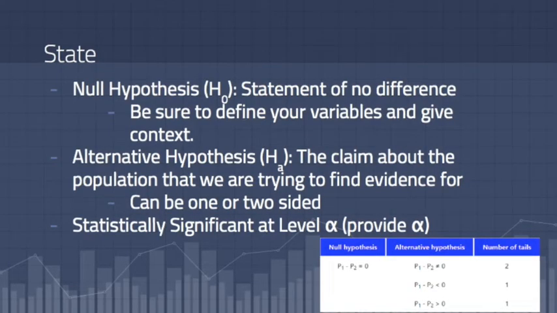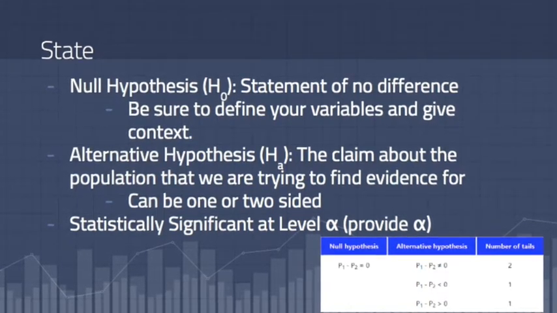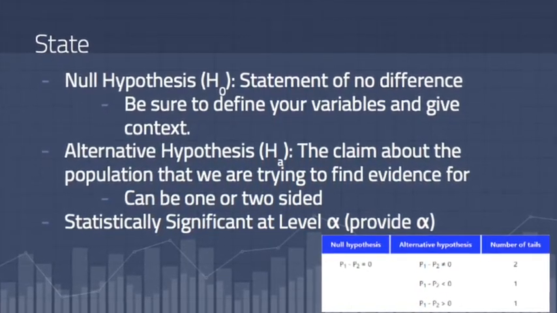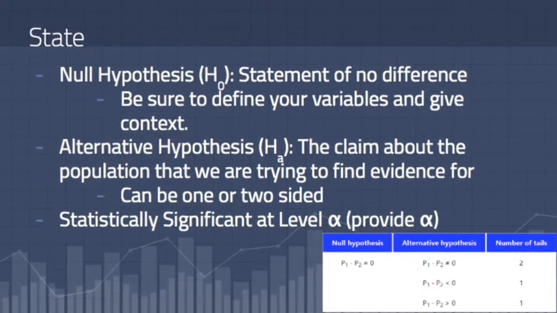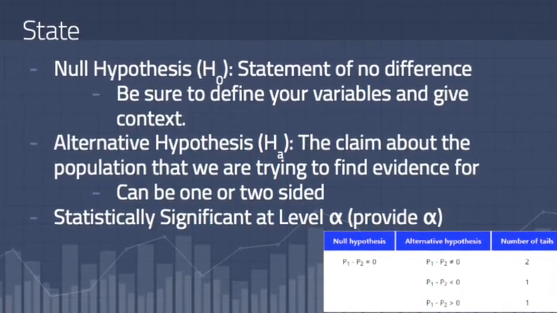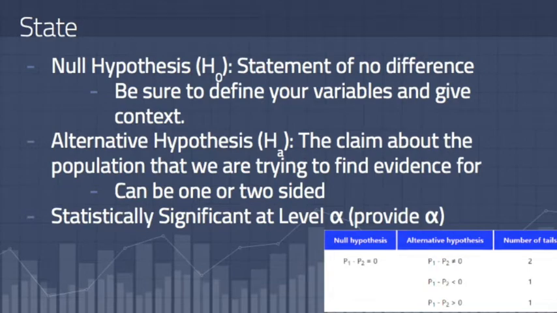The state portion of a two-sample test is similar to a one-sample test, but involves two proportions. Possible hypotheses combinations are given in the bottom right image. Remember that if your alternate hypothesis is two-tailed, you'll need to multiply your p-value by 2.